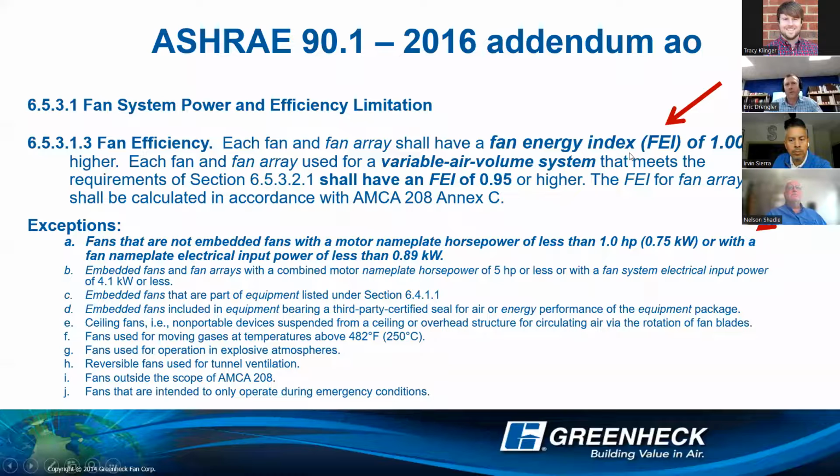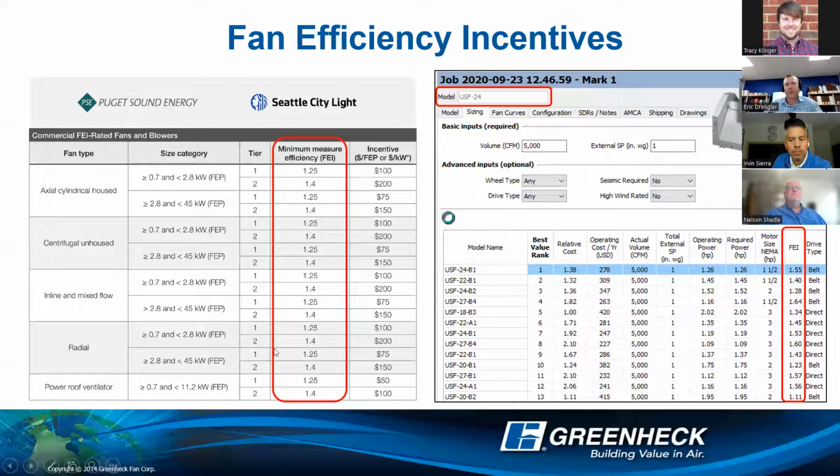So ASHRAE 90.1 had this back in 2016. We haven't seen a lot of traction, with people calling us asking about this based on energy standards. Where we're getting a lot of questions is all the rebates that are out there right now. So this is Seattle City Light; the entire West Coast right now has rebates through the power companies for FEI targets. In this case, 1.25, 1.4. You can see the different types of fans and power consumptions. Minnesota has it through Xcel Energy, and we're seeing this basically migrate across the US.